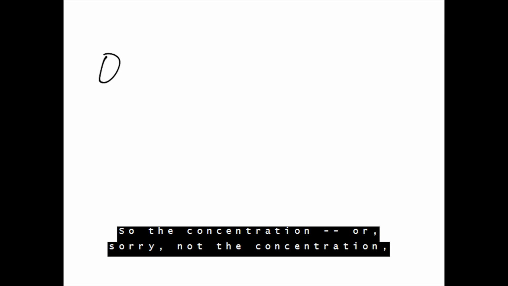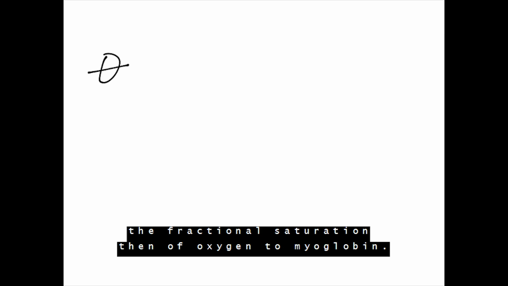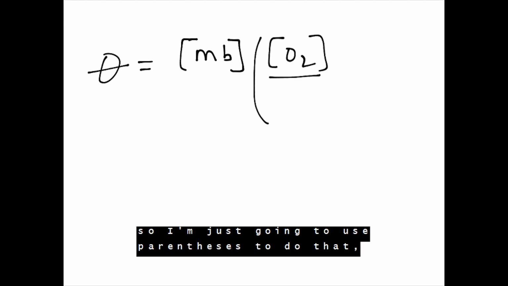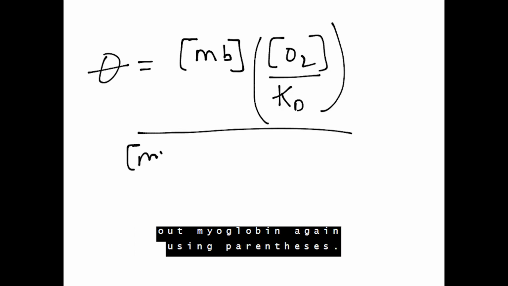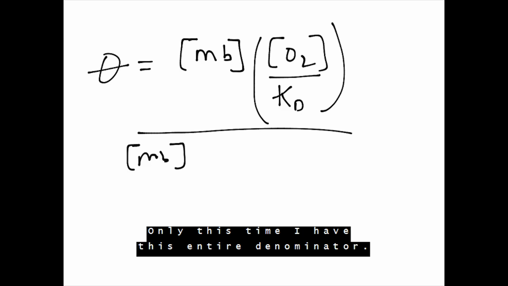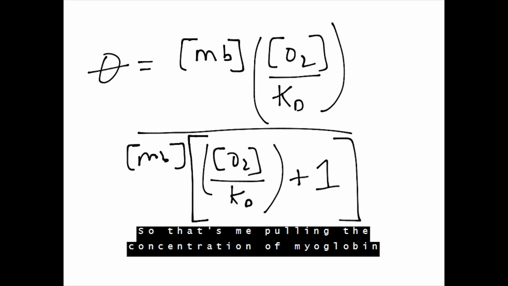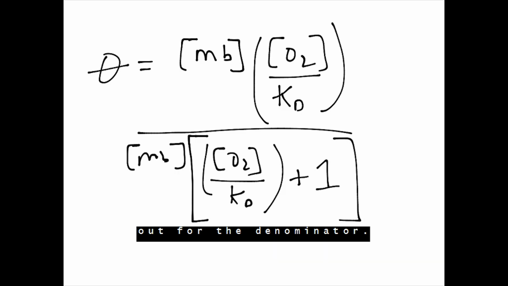So the fractional saturation of oxygen to myoglobin. If I'm separating out the myoglobin concentration, I'm just going to use parentheses to do that, divided by, pulling out myoglobin again using parentheses, only this time I have this entire denominator, so I've got the concentration of O2 over the KD plus 1. So that's me pulling the concentration of myoglobin out for the denominator.